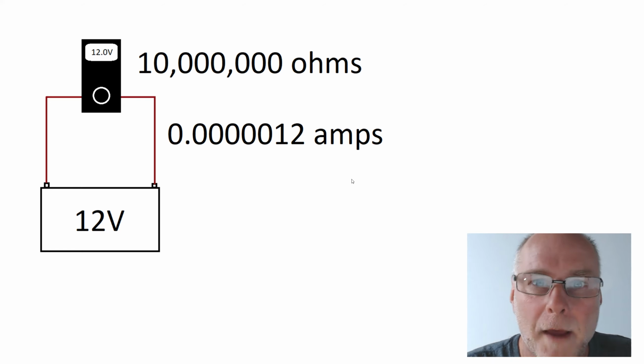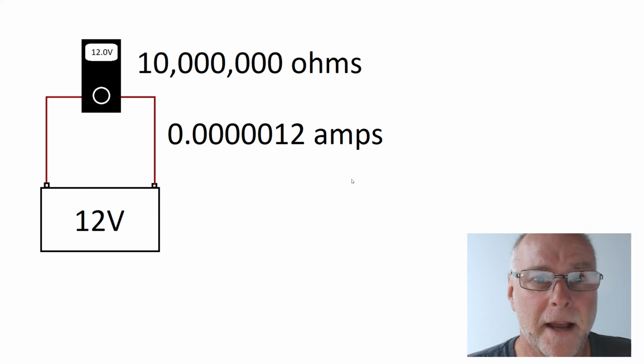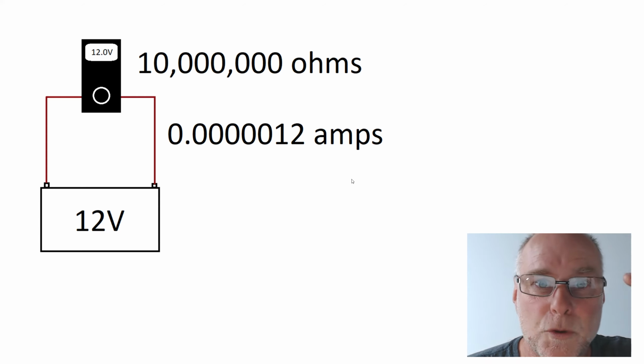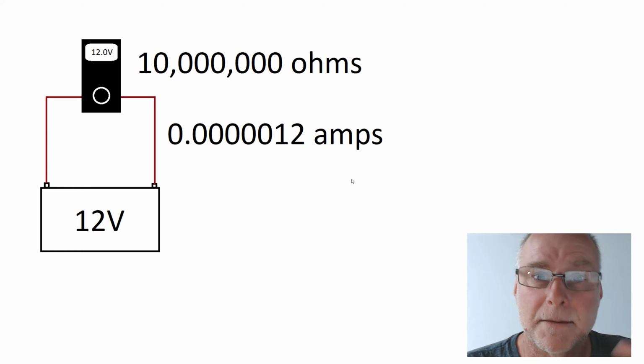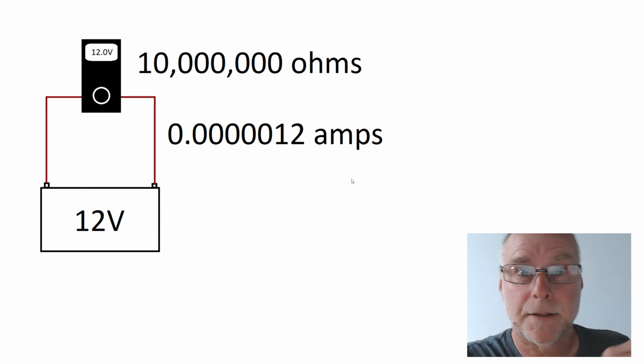Now let's take a look at why that's important. Very little current flows, so it doesn't load the circuit down. So even if that 12 volt battery were nearly flat, its voltage wouldn't drop any further when we connected the meter. Why? Because the meter is drawing such a small amount of current. Now, the other way of looking at that is very little current is passing through the meter.